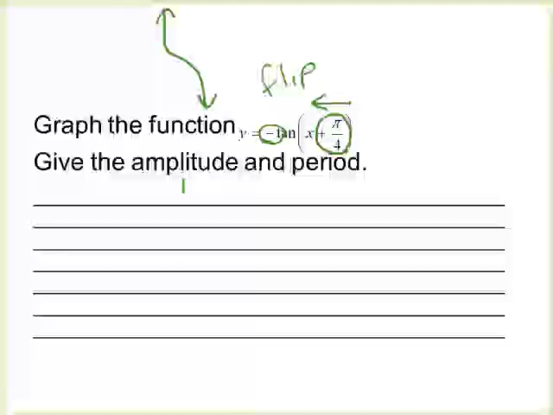The period is pi divided by what? 1, because there's no number going from the x. So the period is pi, which means that the asymptotes are where? At a half of pi.